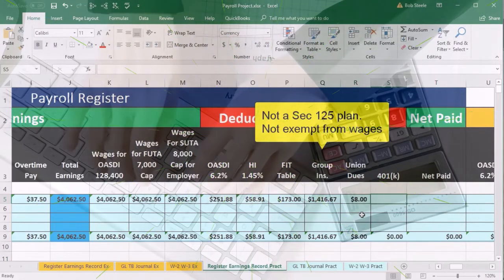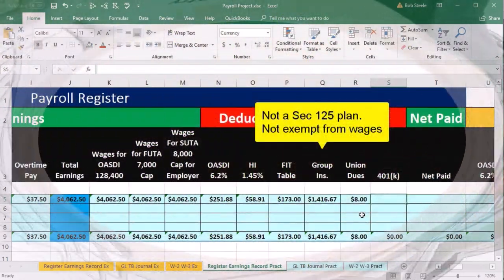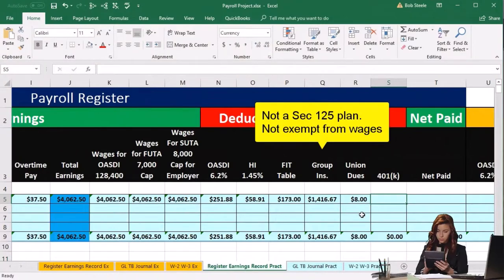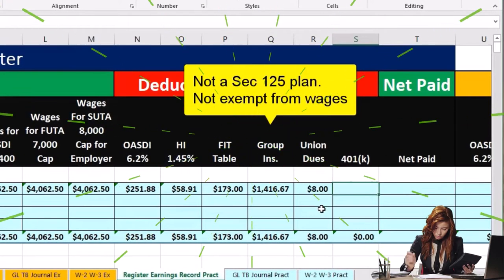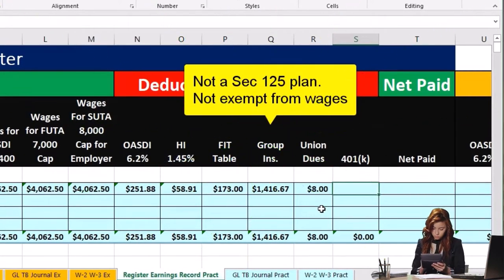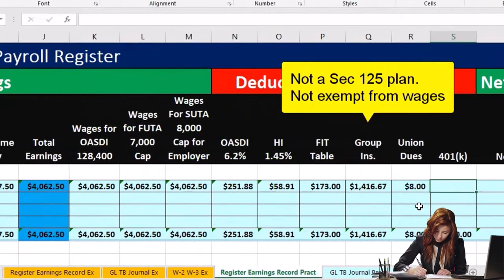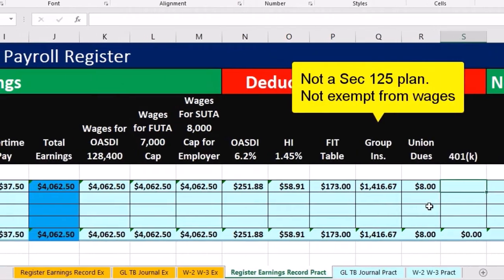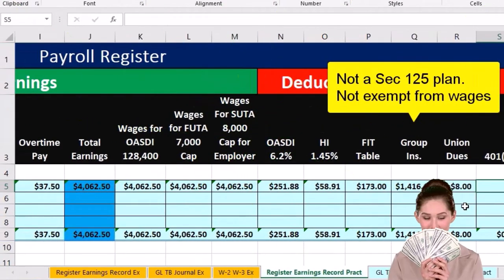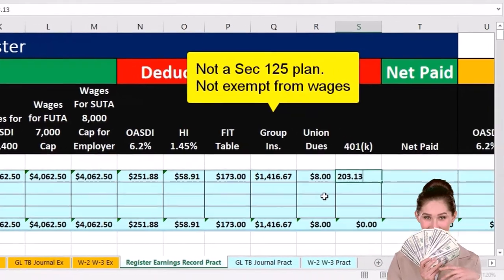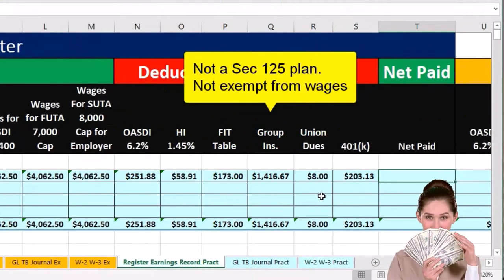And then the 401k plan or some type of retirement plan, this is going to be the amount that's going to be withheld from the wages to get to the net pay to put into a retirement plan, such as a 401k plan. And I'm just going to give the number here. This will vary based on what the plan is and based on what the employee decides to withhold within the plan. It is voluntary. So we're going to have 203.13 for this employee, and then we'll calculate the net pay.